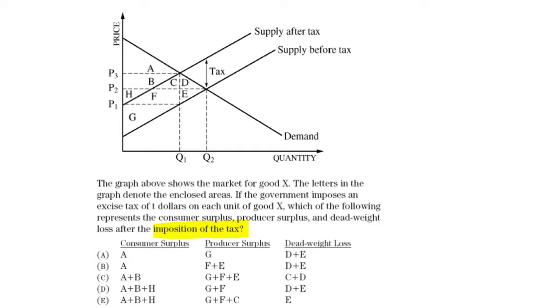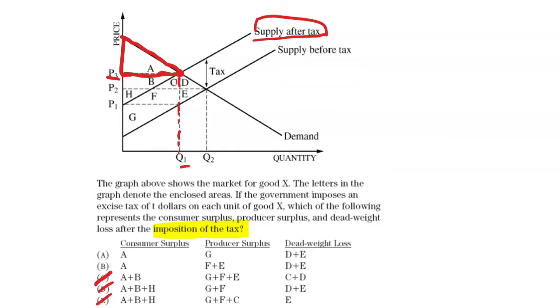So in red, let's do the consumer surplus. Here is going to be our new equilibrium price for consumers. How do we know that? Well, this is the supply curve after the tax, and where the new supply curve intersects with the demand curve represents the new price and the new quantity. So anything above the price and below the demand curve, this red right here, represents our consumer surplus. So A is our consumer surplus with the imposition of the tax. So C, D, and E are automatically incorrect here.